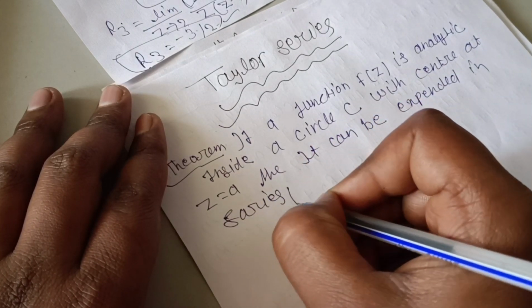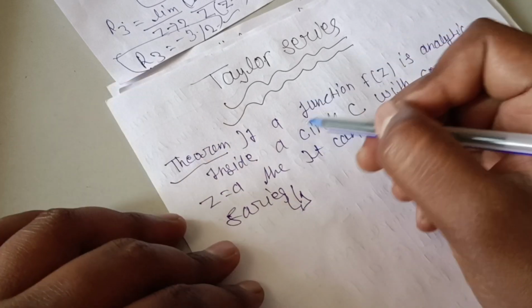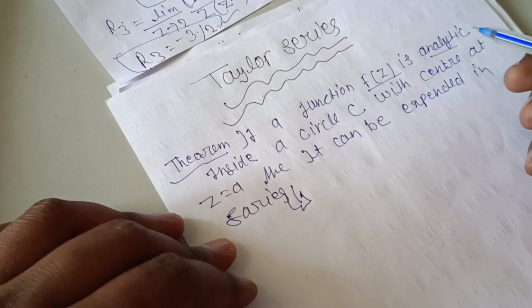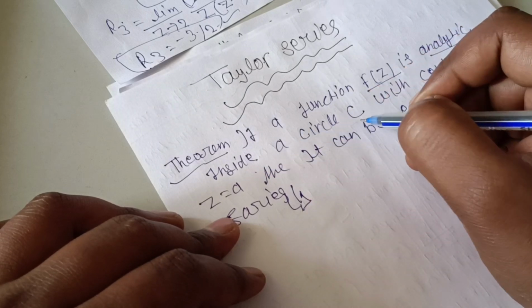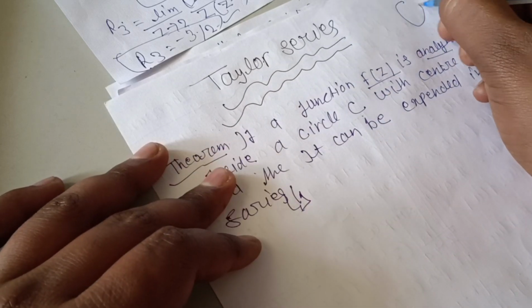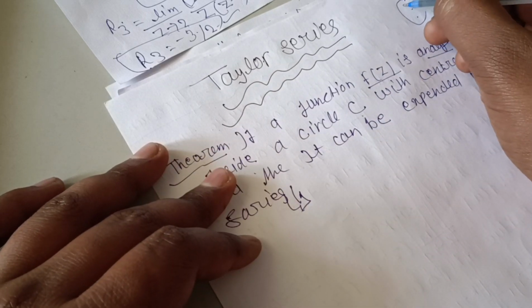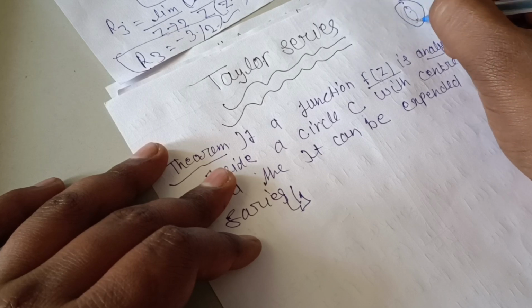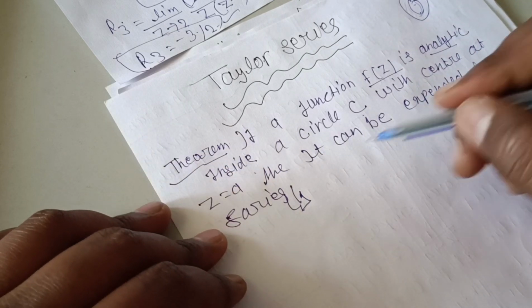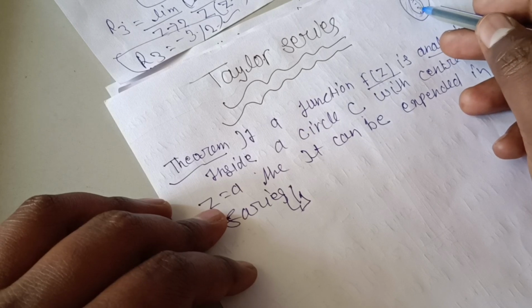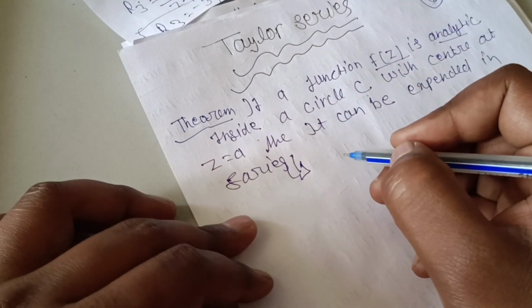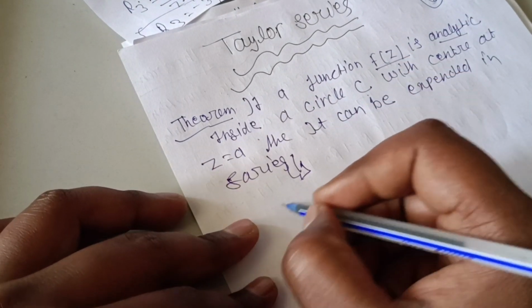So let me repeat it. What is he saying? If a function f z is analytic, I have told you which type of functions are analytic, inside a circle C, means if these points are inside the circle, then it can be expanded. If points are inside a circle, then we can expand it something like this.